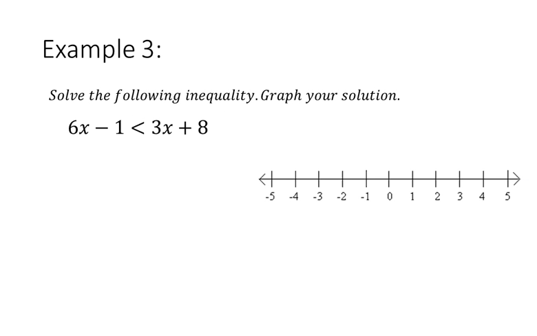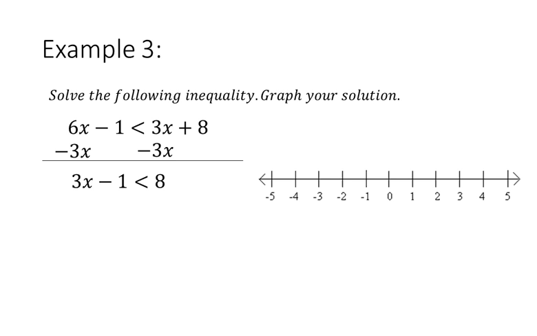Let's solve the following inequality, and we're going to be graphing our solution. So once again, you just pick something to move. I like to start with a variable, and since I don't have a negative variable, I'm going to choose to move the smallest variable, which would be the 3x. And it's a positive 3x, so in order to solve this inequality, I'm going to subtract 3x on both sides, and 6x minus 3x is 3x, and then I'm going to bring down minus 1 is less than 8.